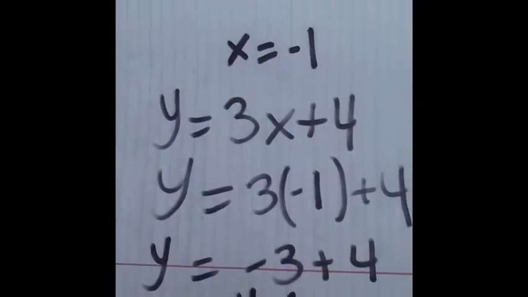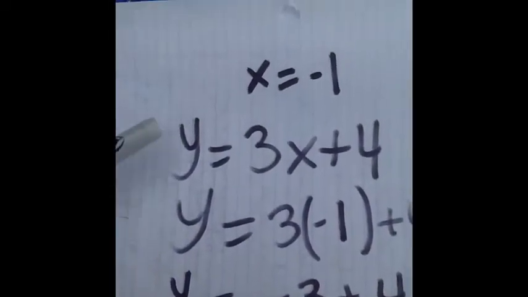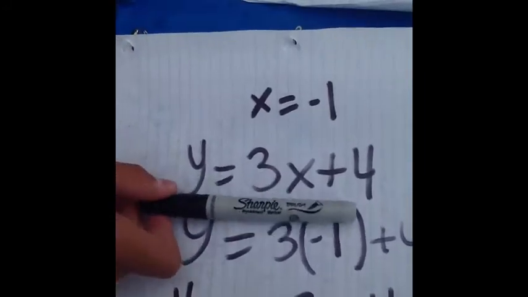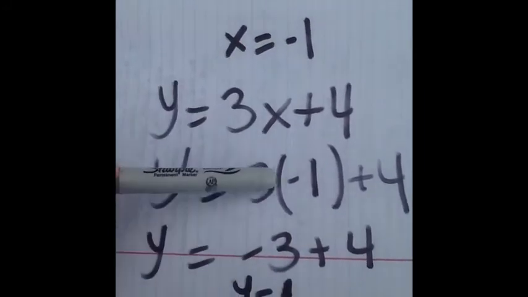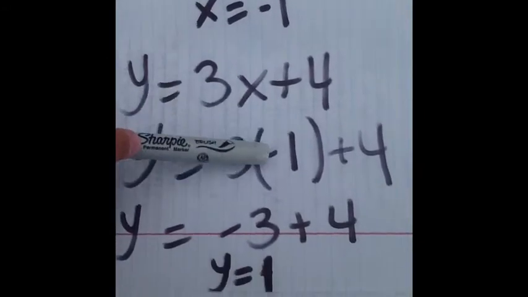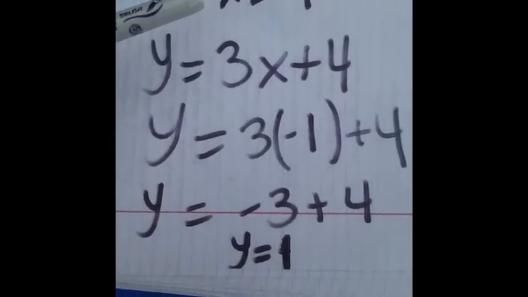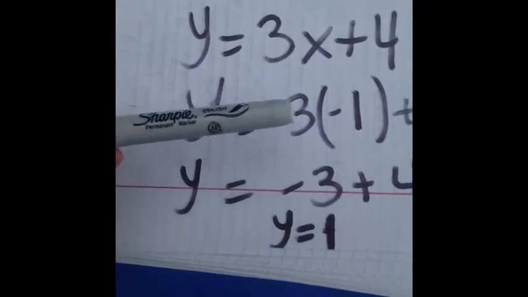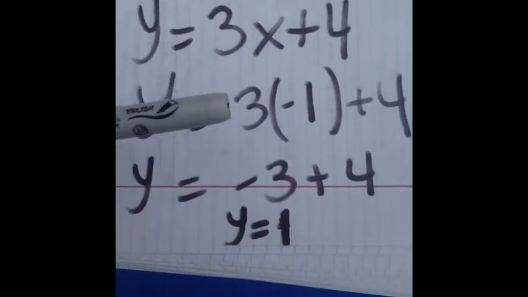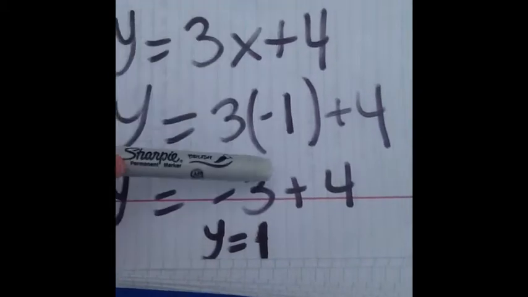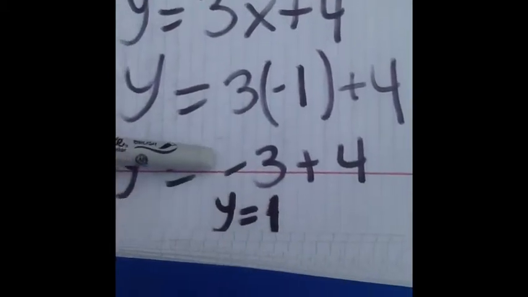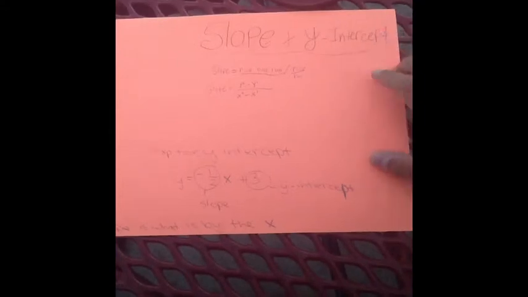Equation with two variables, plug in x and solve for y. Example. If an equation gives you an example that says y equals 3x plus 4 and x equals negative 1, you would replace x with the number that x gave you. And then you would put it in where x should be. You solve the rest of the equation by using PEMDAS. So you would times first in this problem, and then you would add. So y equals 1.